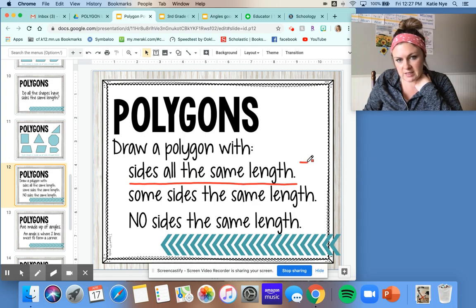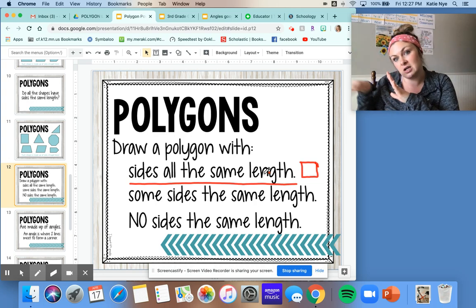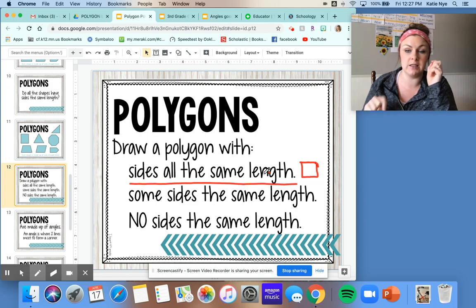You could draw something with 4 sides. What would that shape be if all 4 sides are the same length? Pretend that's perfect and make sure it's closed. See how mine wasn't closed there? Make sure it's closed. Pretend they're all straight. I'm doing this with my mouse, so it's not perfect. That would be a square. You could have drawn a triangle. You could have drawn a pentagon. As long as all sides are the same length and your shape is connected with straight lines.